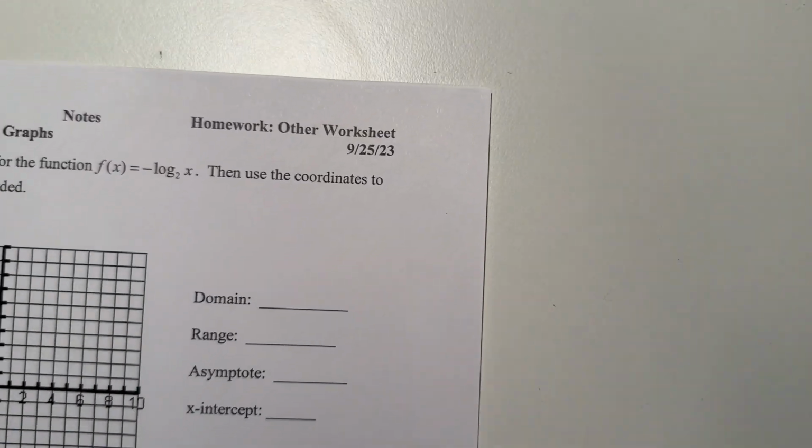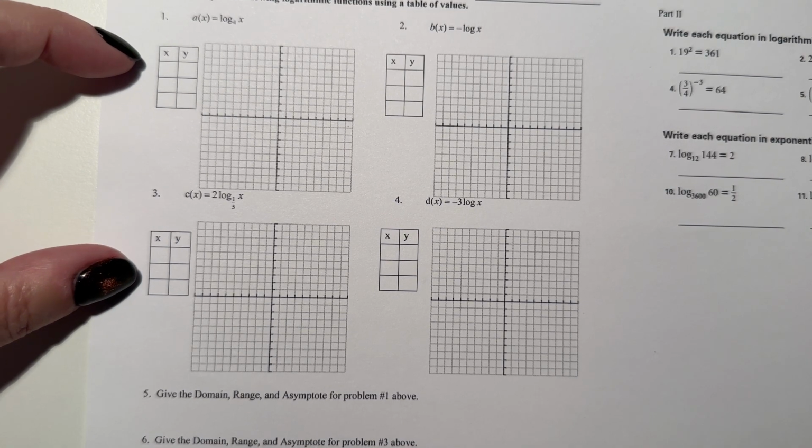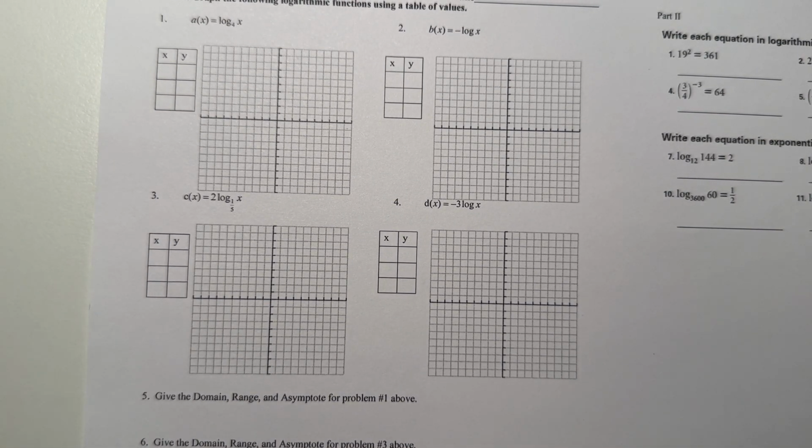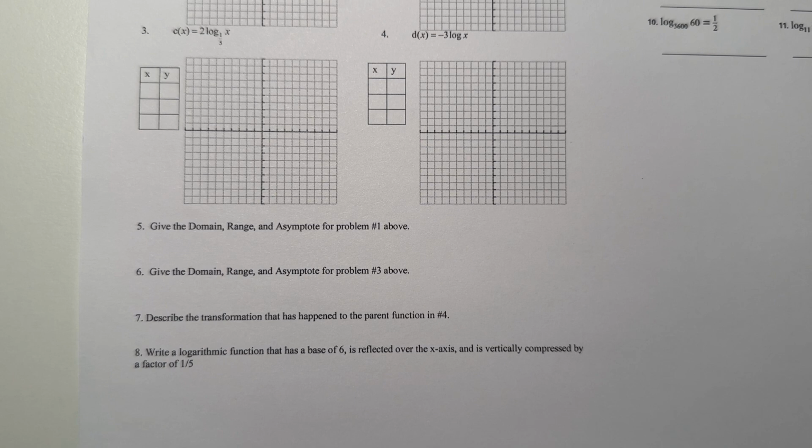Going over to your homework, you'll notice that there are 4 graphing problems. I've left space for 3 points. Please use the pattern we talked about in the notes, where you're doing the base of the log, 1 over the base of the log, and 1. Down at the bottom, it asks you to identify the domain, range, and asymptote for the problems. Number 7 asks you to describe the transformation that happened in number 4. So you might have to think about what a negative does, and what multiplying by 3 does.